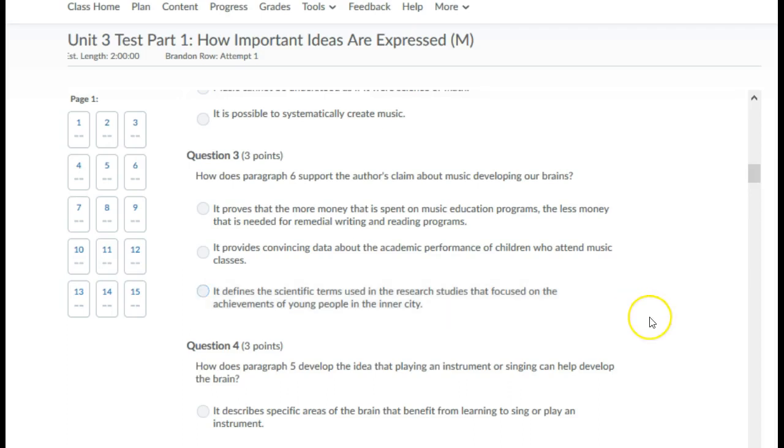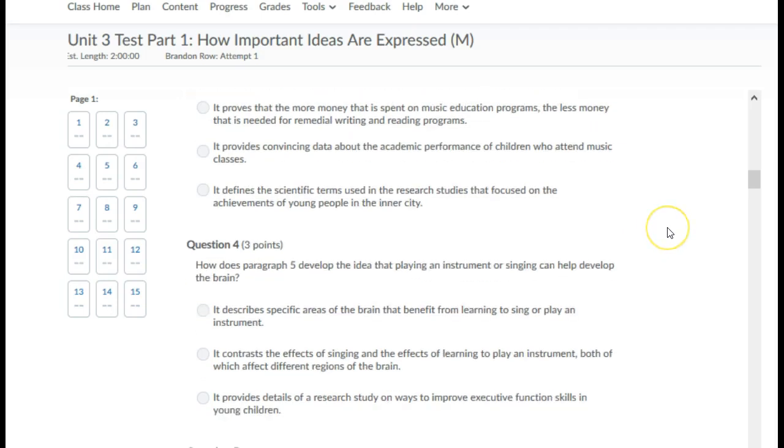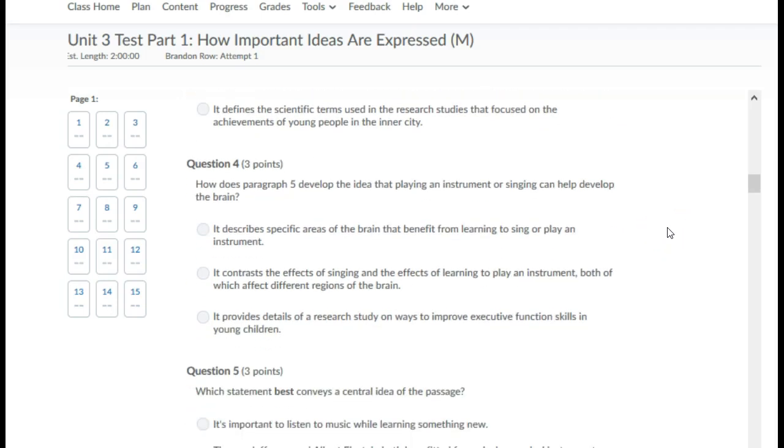Again, just a reminder, please pause the recording if you need to. Go back to your course if you need to look at some of these paragraphs that are being referred to. And of course, pause if you need to take any other kind of break.